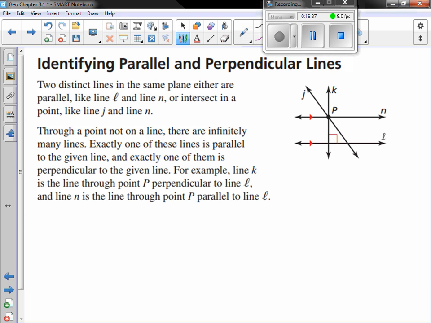Two distinct lines in the same plane are either parallel, like L and N, or intersect in a point, like J and N. Through a point on a line, there are infinitely many lines. Exactly one of these lines is given to be perpendicular. So through any point on a line, we can draw an infinite number of lines that would intersect it. There's only going to be one of them that is parallel and one that is perpendicular. So exactly one of these lines is parallel to a given line, and exactly one of them is perpendicular to a given line.